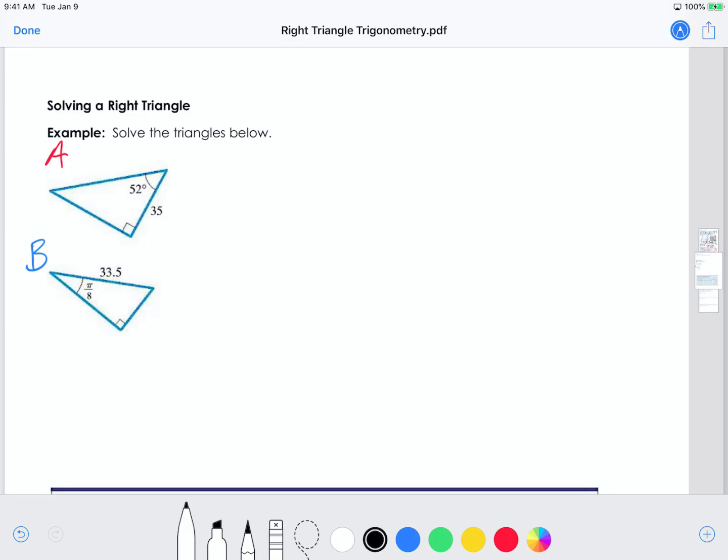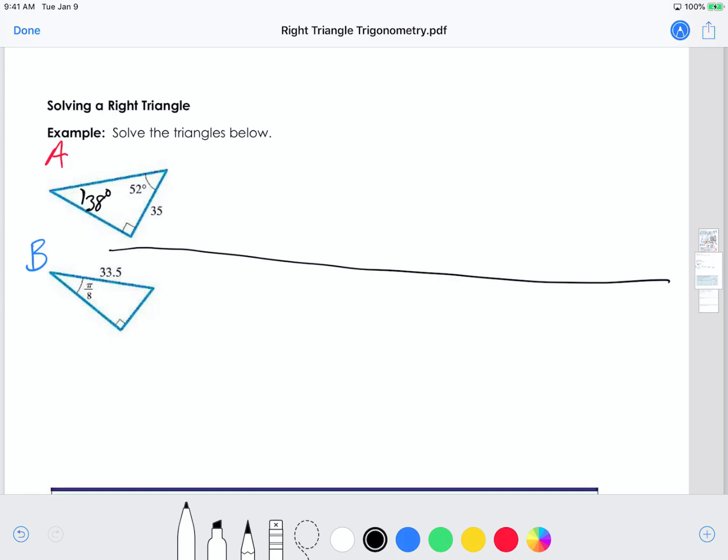We are going to solve the first triangle, A, which again means we're finding all the lengths of the sides, and we are going to find all the values of the angles. Since the sum of the angles has to add to 180, I know that this angle here has to be 38 degrees, because I would take 180 minus 90 and then subtract 52 to see what's left. So I have found that angle, it's 38, so we know all the angles.